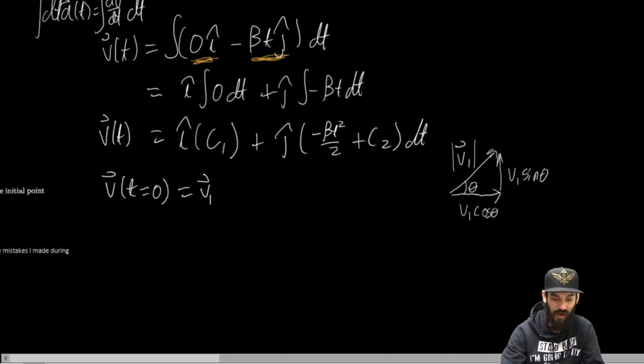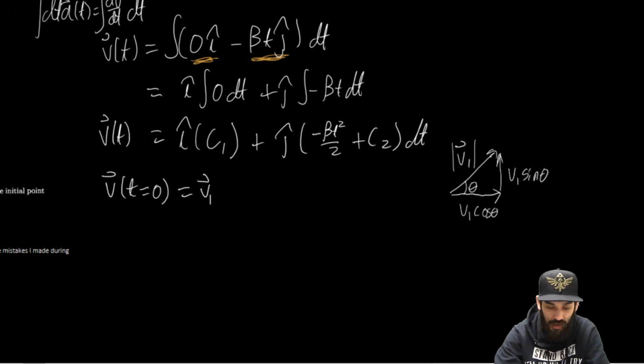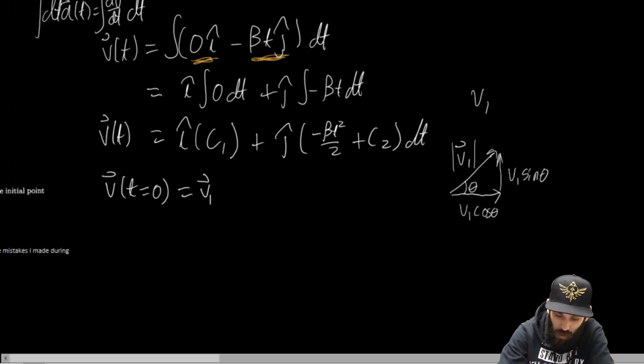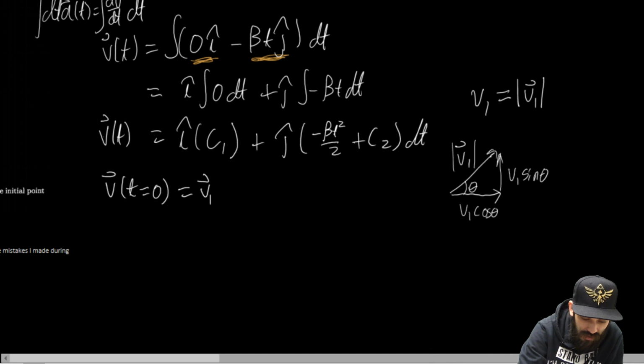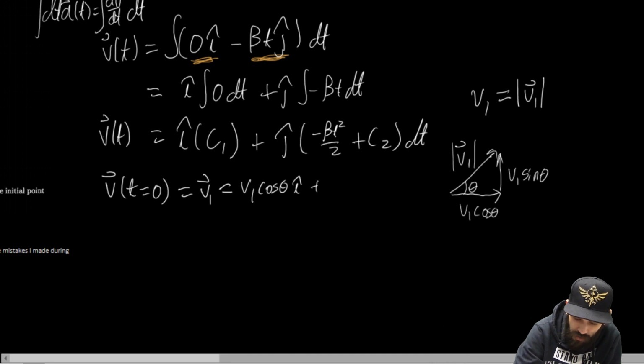Now, I had mentioned this before, but I'm using some notation here, so I think it's worth mentioning again. When I'm writing v1, this is shorthand for the magnitude of the v1 vector. So when I'm writing this v1, that's really what I mean. It's just the length of the v1 vector. It's the magnitude of v1. So this now can be written as v1 cosine of theta i hat plus v1 sine of theta times j hat.